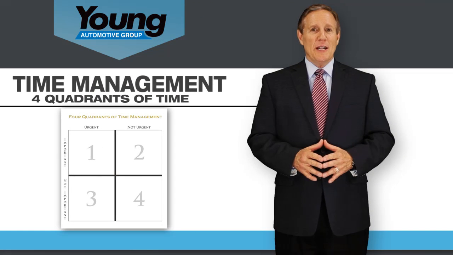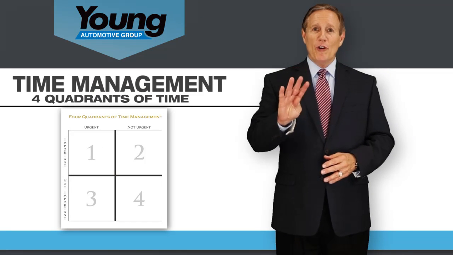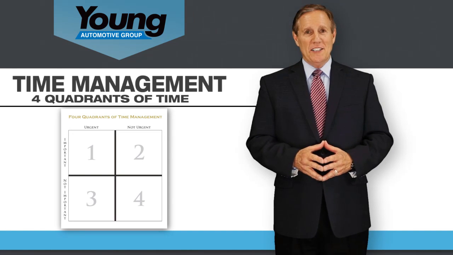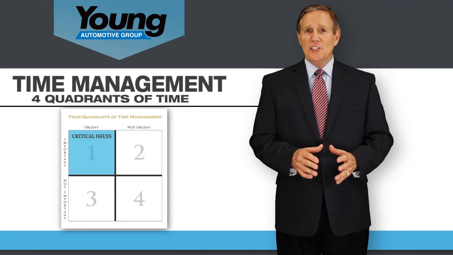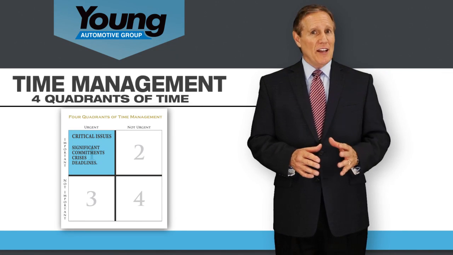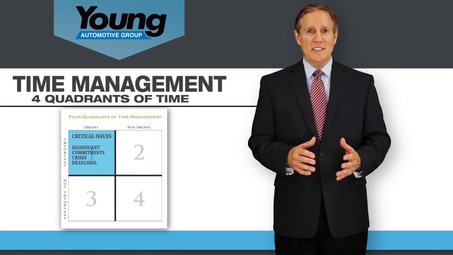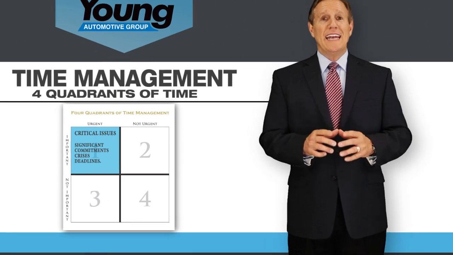Now, using the urgent important grid, you can see that there are 4 quadrants that a task or event can fall into. Quadrant 1 is both urgent and important. This area relates to dealing with critical issues as they arise and meeting significant commitments, crises, and deadlines. You need to perform these duties now.